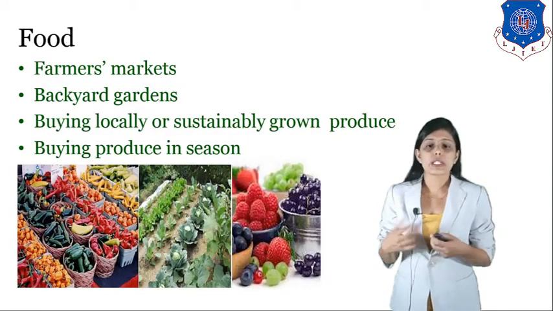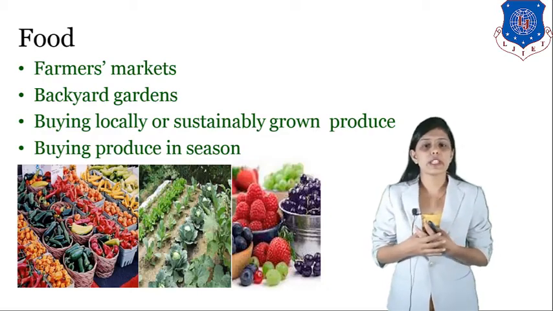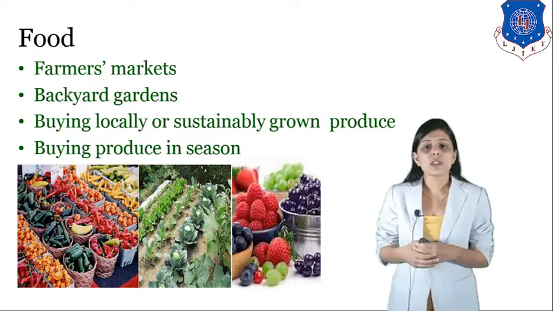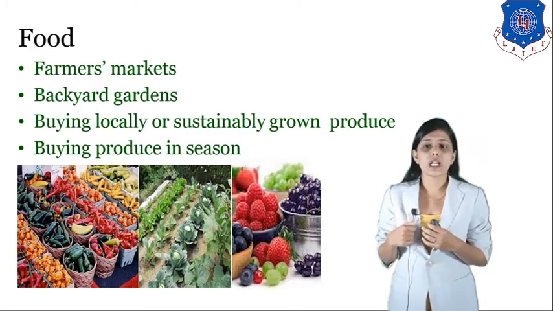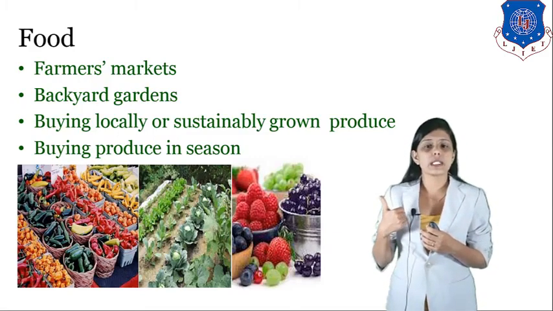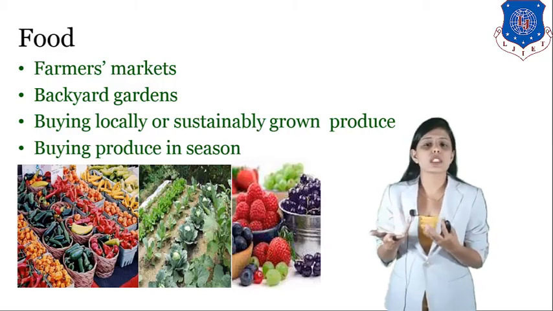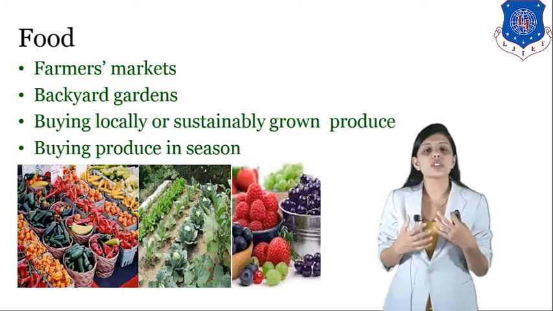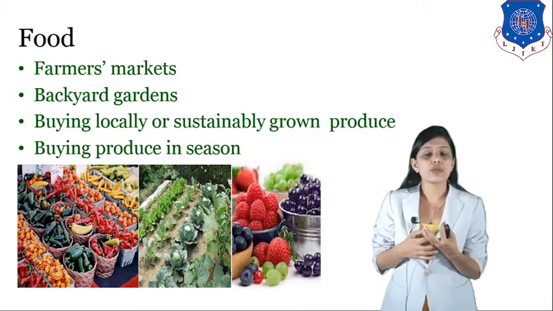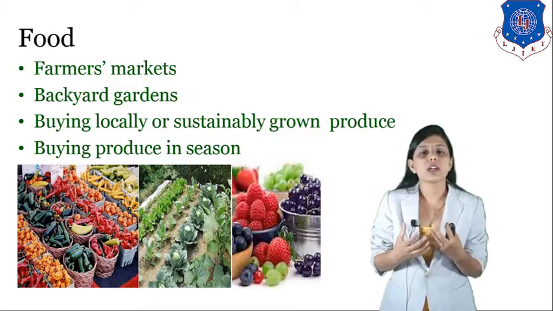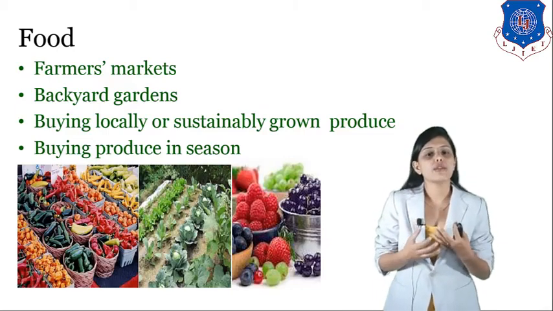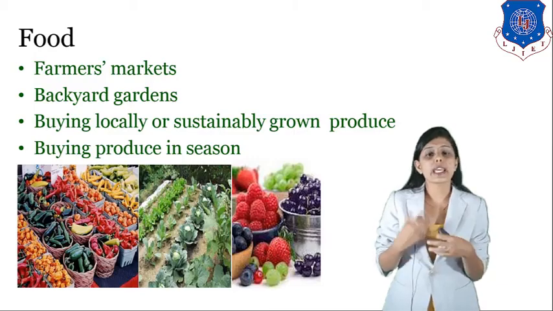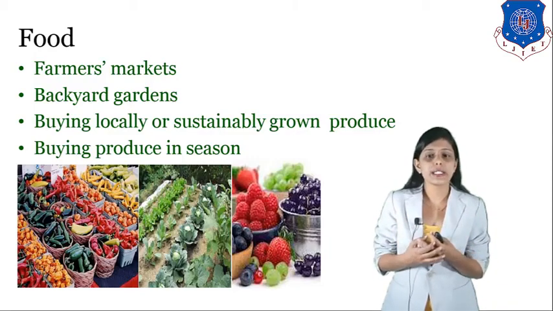Food. So in sustainable development, food is also very important. People everywhere should get proper amount of food. So farmers markets, backyard gardens, buying locally or sustainably grown produce, buying produce in season. So in terms of food in sustainable development, one should more and more go for organic food rather than food which is developed by fertilizers which are harmful or toxic. So by using organic food, we can help in maintaining the soil's fertility.